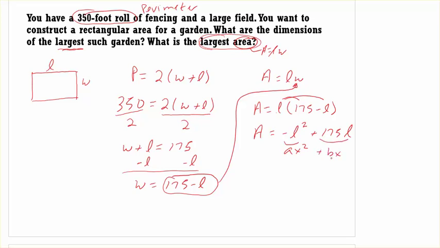So since we're looking for largest area, we can use the vertex formula. So L will equal minus b over 2a, and then the minus b is minus 175, since 175 is b, all over 2 times a negative 1, and that gives us the length of the widest area, largest area of 87.5 feet.